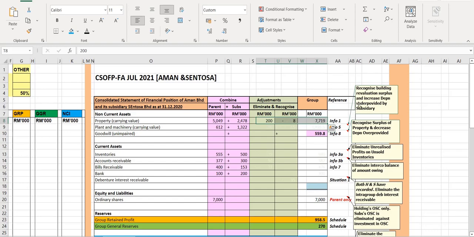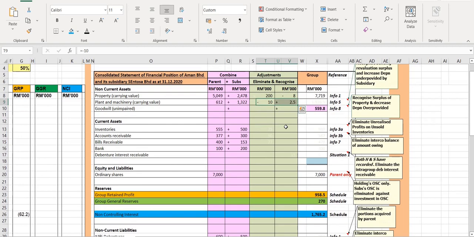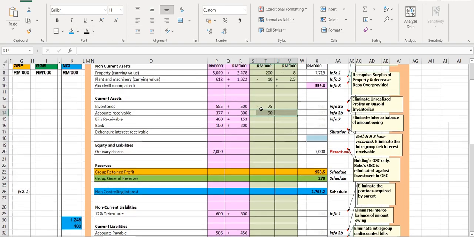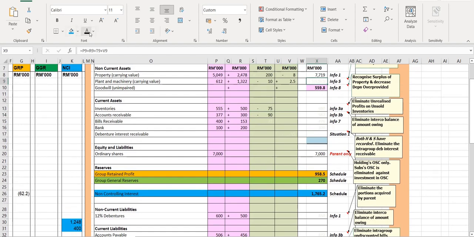So here is about the increase in depreciation for the underprovision and also the surplus. This one is for the unrealized profit on the intercompany sale of the plant as well as the overprovision. And then here is for the removal of unrealized profit. Account receivable here is to adjust for the intercompany amount owing, and here it's the total for this. And same goes here, bill receivable, adjust for the undiscounted bill.